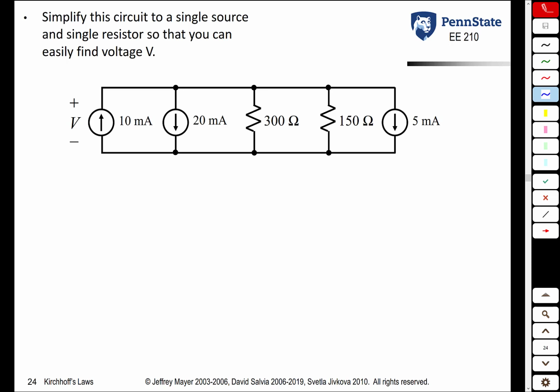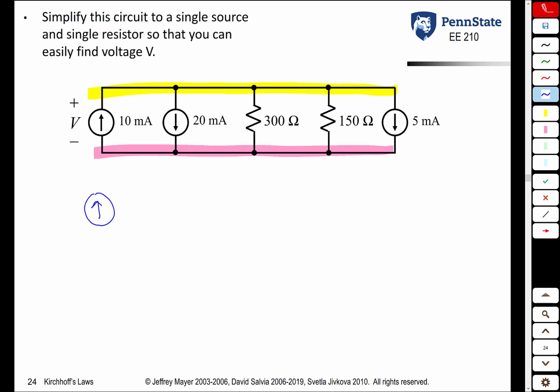In this first example, we have a whole bunch of components all in parallel, and we're asked to find the voltage V across this parallel connection of sources and resistors using source and resistor combinations. So we see first off that we have one node on the top and one node on the bottom, and that every component is in parallel. The idea here is to replace the three current sources by a single equivalent current source.